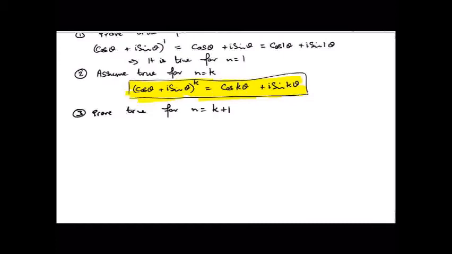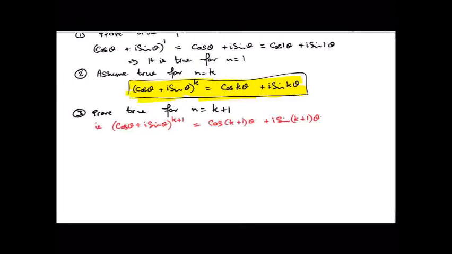So what are we trying to prove? I.e., I'm trying to prove that (cos theta + i sin theta) to the power of k+1 equals cos((k+1) theta) + i sin((k+1) theta). Is that okay? That's what I'm trying to prove. Now, by the way, at the moment, would you agree this is just wishful thinking? I haven't proved anything yet. I need to prove that.